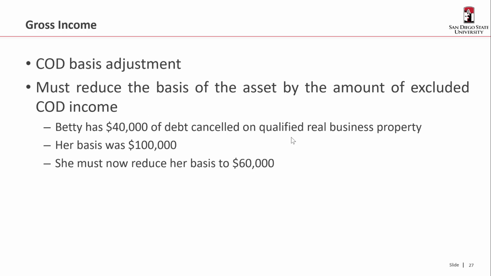Again, there's this basis adjustment. I mentioned this when it came to the real property that's trade or business. It applies equally to the primary residence rules. You have to then reduce the basis of your asset by the amount that you've excluded. So Betty has $40,000 of debt canceled on some qualified real business property. Her basis prior to the cancellation was $100,000. Now she's got to reduce her basis to $60,000. So when you think about it, that's not really an exclusion, because eventually she's probably going to sell that, and then she'll have to recognize gain, and the gain will be larger because she's had to reduce her basis in the asset.